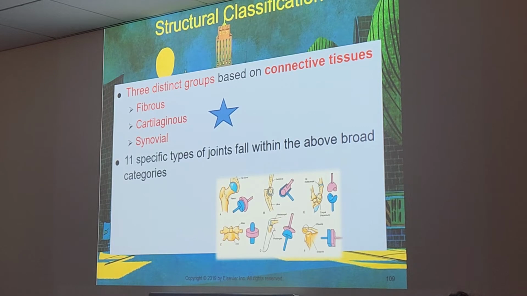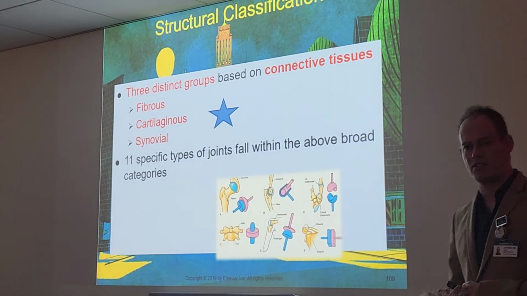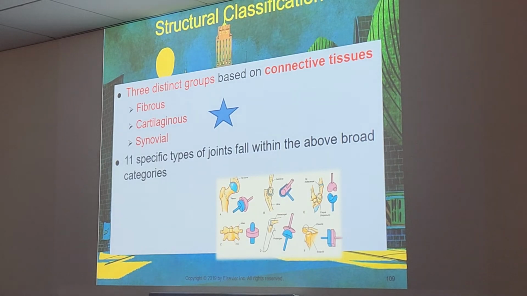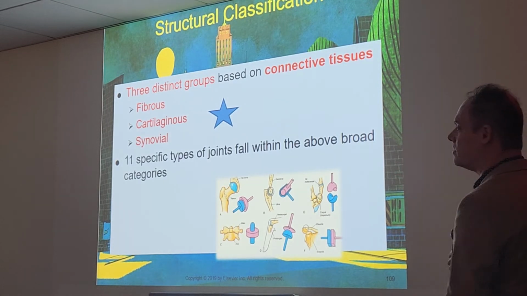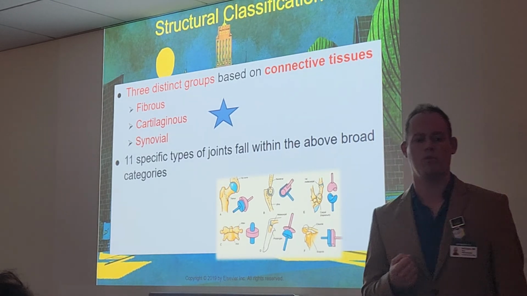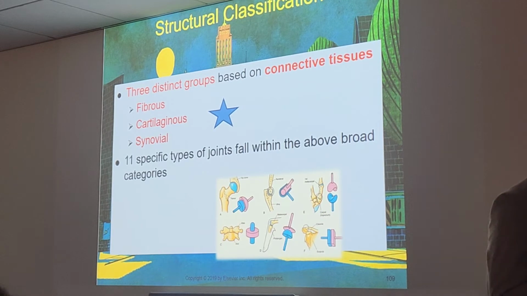So we also have three distinct groups based on what we call the connective tissues found in those joints. The first three categories were based on movement. These three are based on the connective tissues. We have the fibrous joints, cartilaginous joints, and the synovial joints. Synovial being the ones that you use the most, because that's what helps you move around.